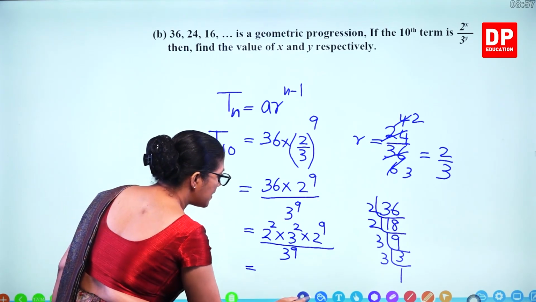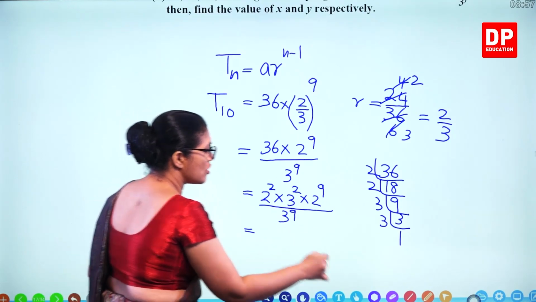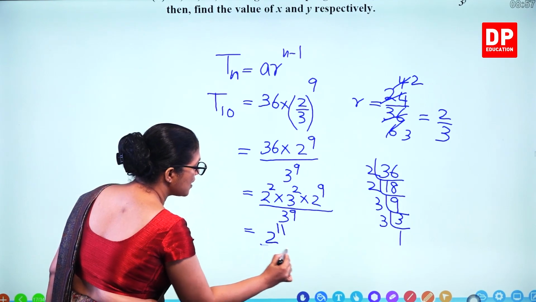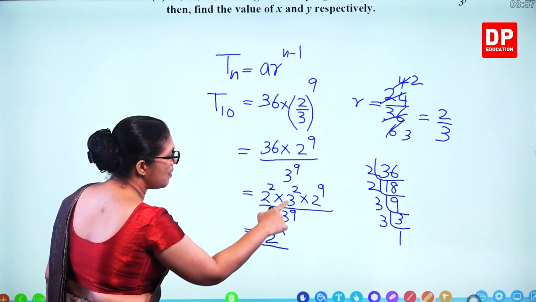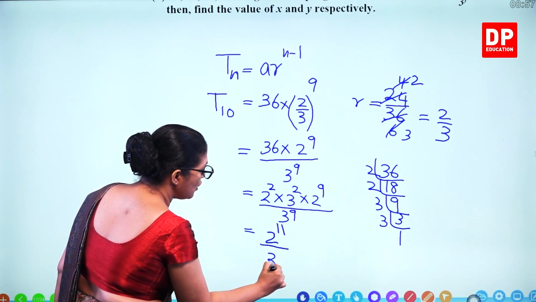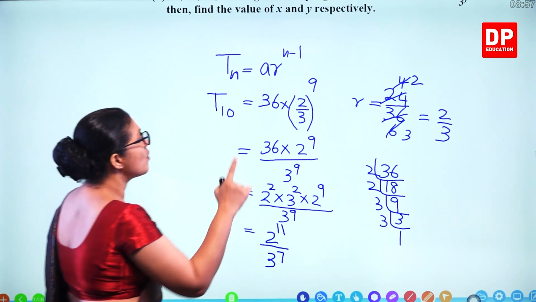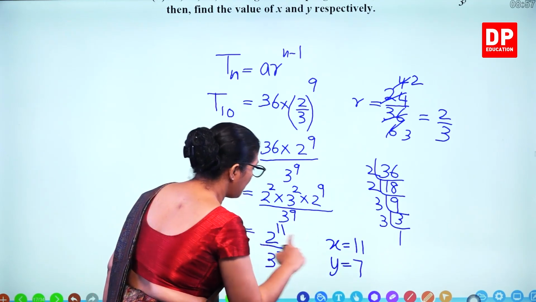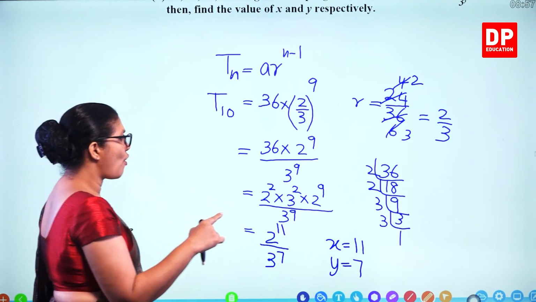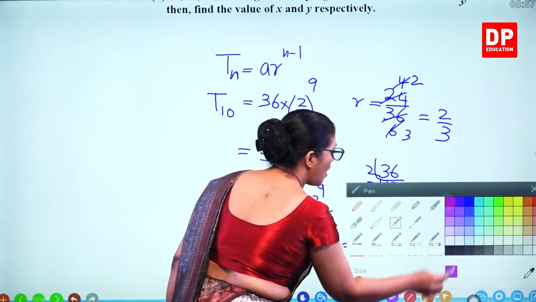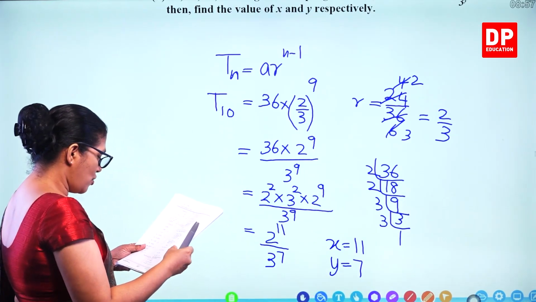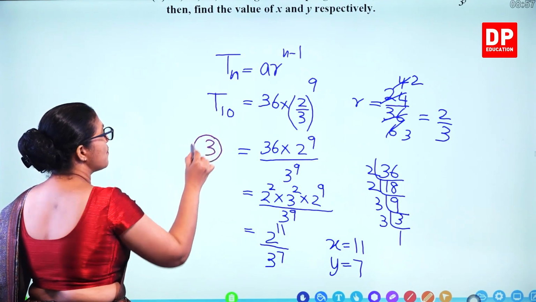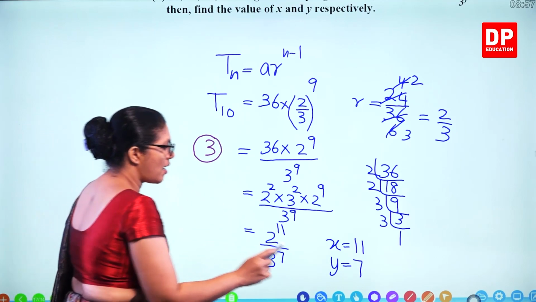So same base, different powers multiplication, you add the powers, 9 plus 2, 11. So 2 to the power 11 comes. Here you have to subtract 9 minus 2, 7. So 3 to the power 7. So x equals 11, y is 7, because 2 to the power x and 3 to the power y form. So those are the 2 answers. 3 marks for this step. So earlier 7 and this 3, 10 marks.